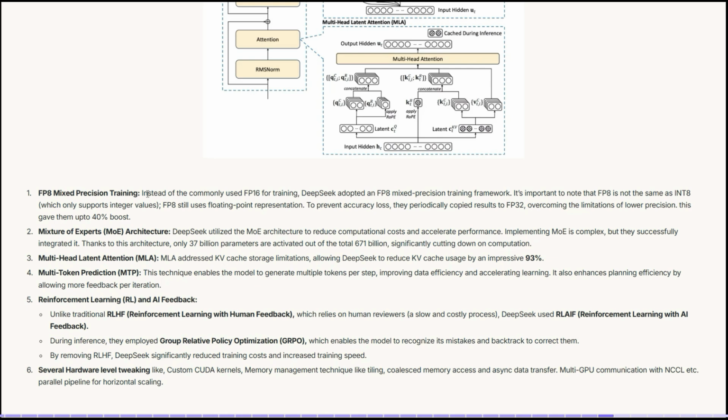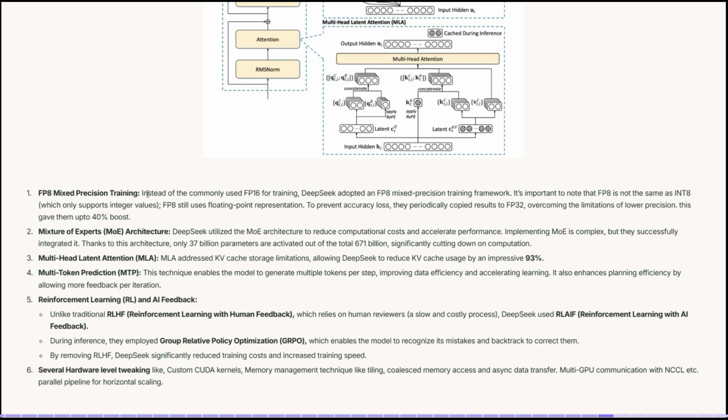Mixture of experts, MoE, architecture. DeepSeek utilized the MoE architecture to reduce computational costs and accelerate performance. Implementing MoE is complex, but they successfully integrated it. Thanks to this architecture, only 37 billion parameters are activated out of the total 671 billion, significantly cutting down on computation. Multi-head latent attention, MLA. MLA addressed KV cache storage limitations, allowing DeepSeek to reduce KV cache usage by an impressive 93%.